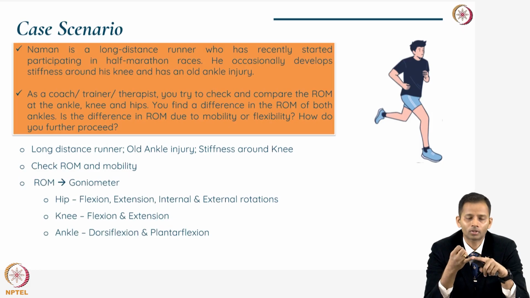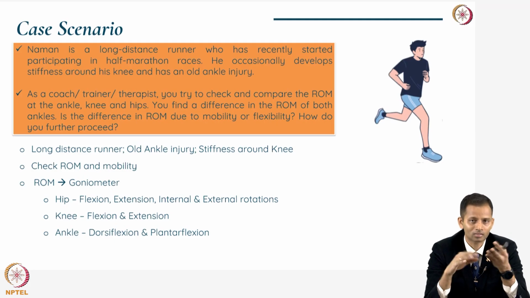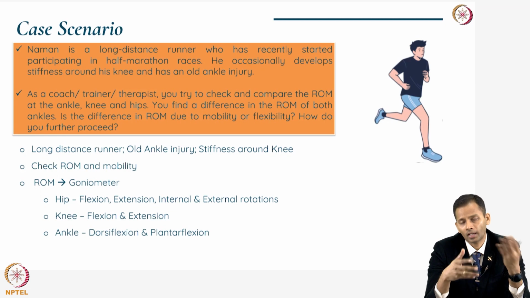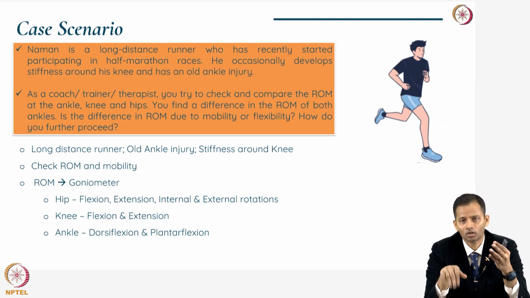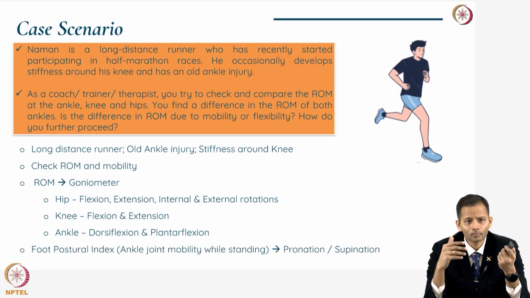It gives you the hip flexion, extension, internal and external rotation at the hip joint. At the level of the knee, you can assess the flexion and the extension at the knee. Generally, it's 0 to 130 or 140 degrees of flexion. At the ankle, you can have dorsiflexion or plantar flexion. So these are the ranges of motion that you would assess using a goniometer.